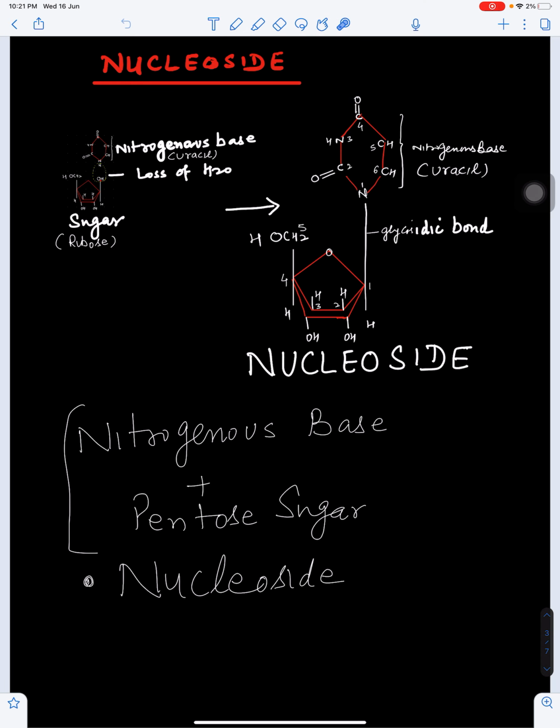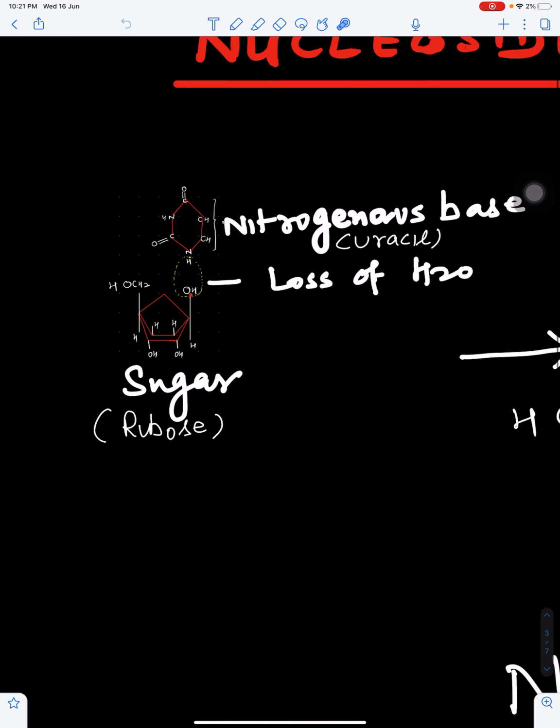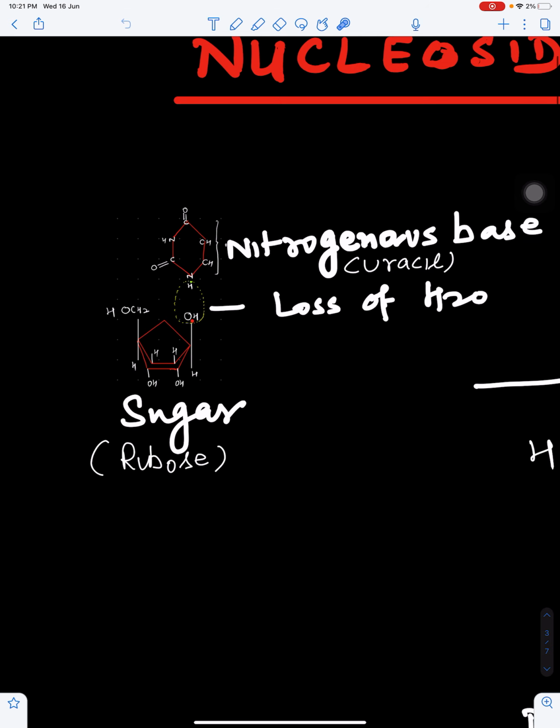Now, what are nucleosides? We can see here, this is the nitrogenous base. It can be any of the nitrogenous base. It can be purine, it can be pyrimidine. Now, this will combine with sugar. Now, sugar can be deoxyribose. This can be ribose sugar. And when these two things combine, now here water loss occurs.